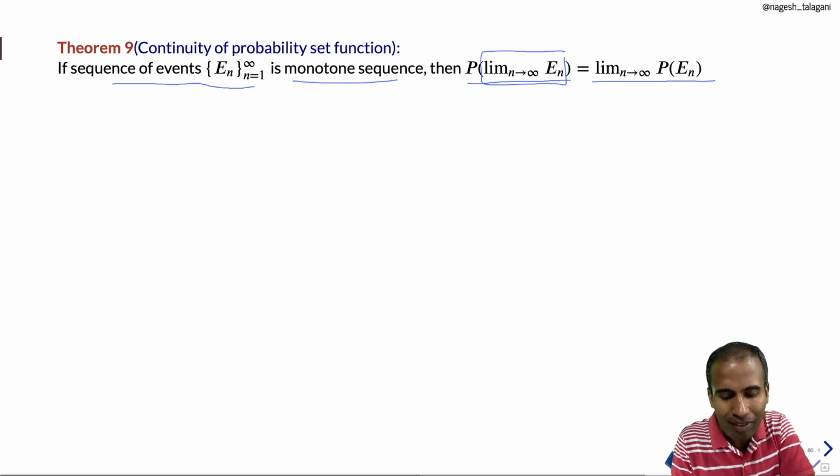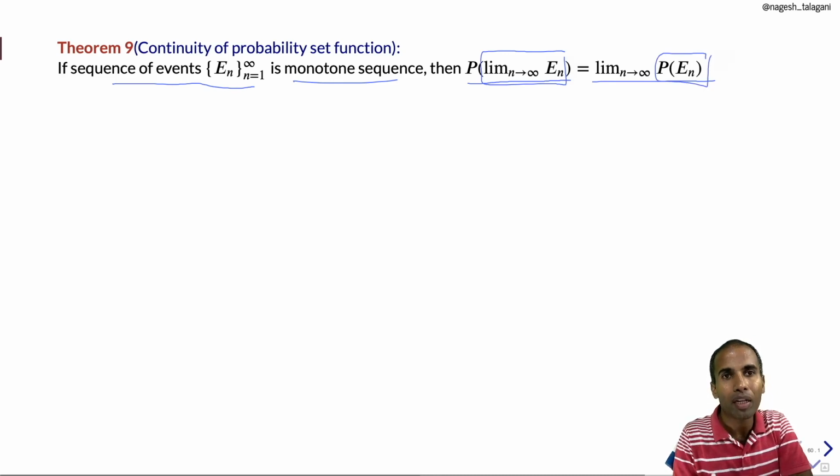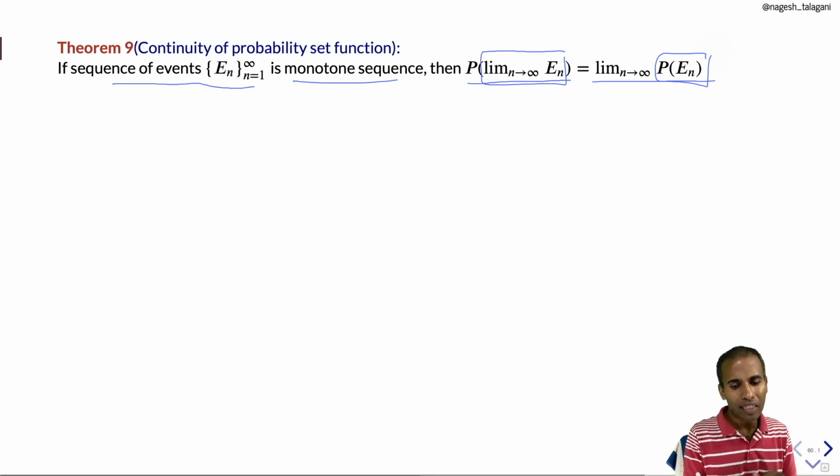But on the right hand side, the probabilities are real numbers, right? So the right hand side limit is the limit of a sequence of real numbers. So please understand the limit on the left hand side and the right hand side. Now let's prove it.